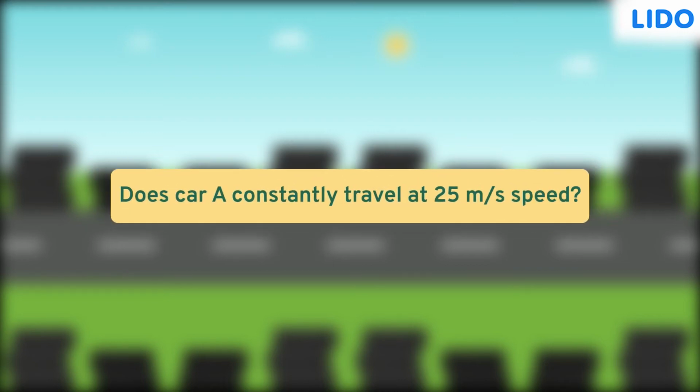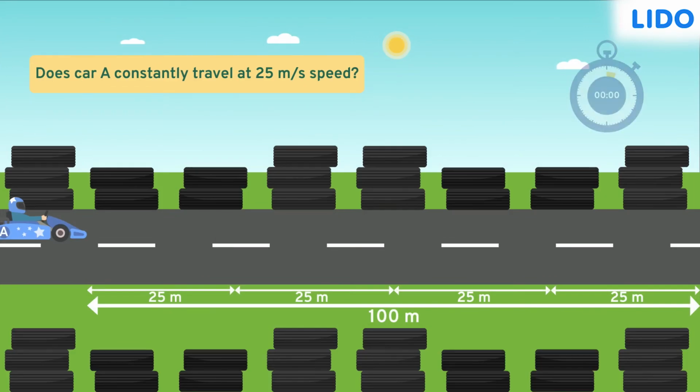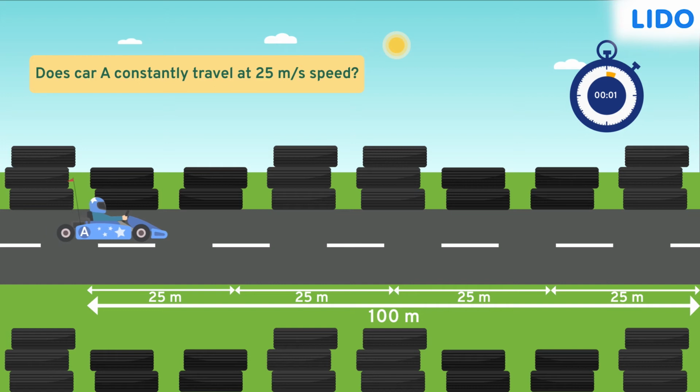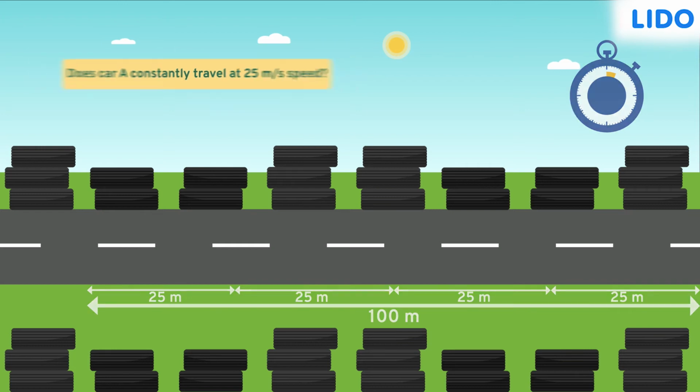If the speed of car A is 25 meters per second, does that mean that it travels constantly at 25 meters per second? Well, no. Initially, the car moves slowly. In fact, in the first second, it might cover only 10 meters. But then in the remaining 3 seconds, it might zoom past the remaining 90 meters. In fact, most objects do not travel at a constant speed.